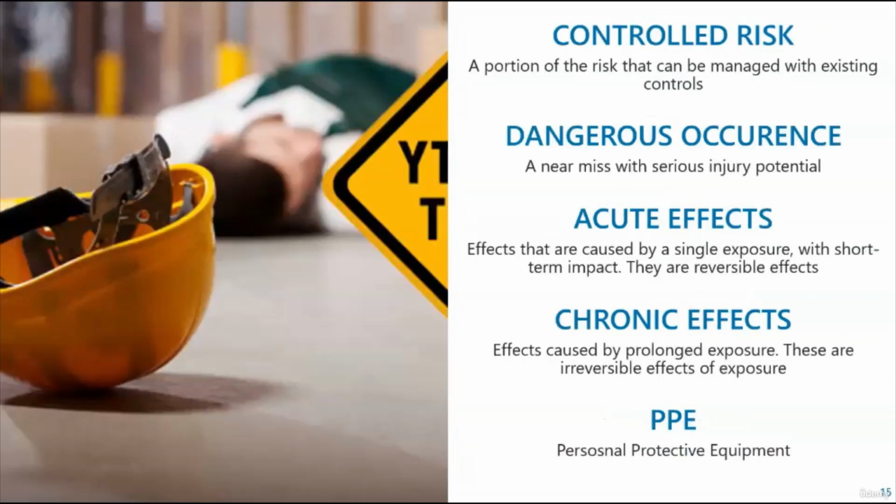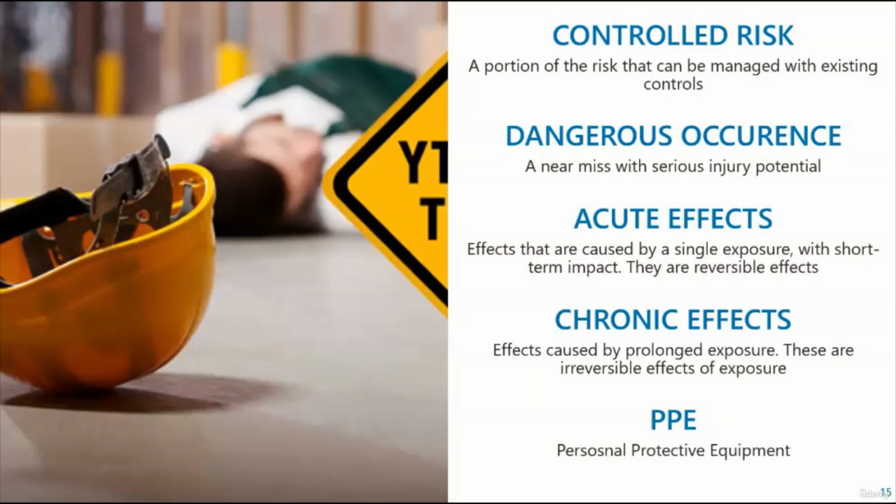So we have controlled risk, a portion of the risk that can be managed with existing controls. Later on, we'll also talk about control. There's dangerous occurrence, which is a near miss with serious injury potential. So this, as it were, is a higher category of a near miss. Why? Because of the severity of what could have happened if indeed the event caused an injury.